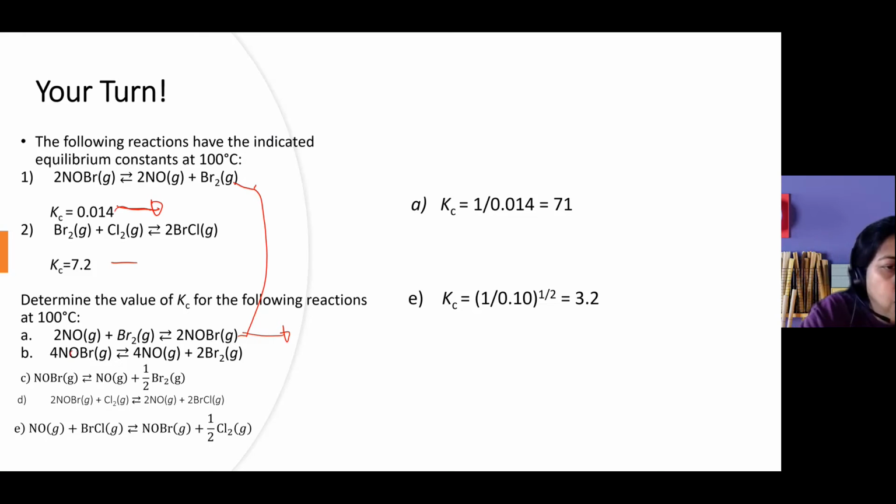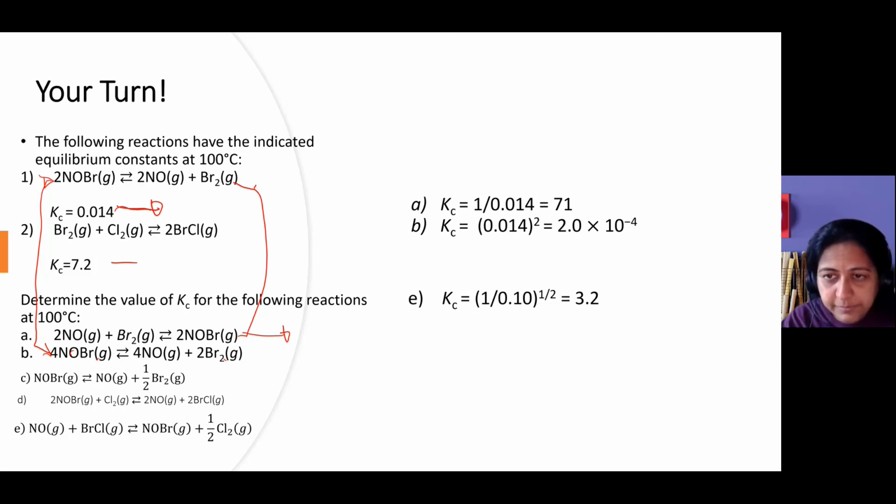Next one, 4NOBr, 4NO. What is the relationship between this and that? Yes, the amounts were doubled. So what should be done with the equilibrium constant? Yes, it must be squared.